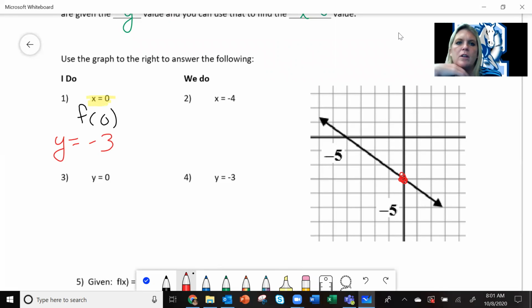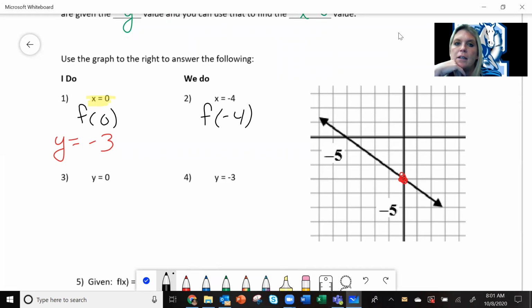Try and do the same thing here on number 2. If they give you x equals -4, one way we can write that is f of -4. Now if they're giving us x equals -4, what is the y value? Well, if I go here to where x is -4, here's the x-axis, 1, 2, 3, 4. Where does it cross? It touches right here at -4, and the y number is 0. So I'm going to get y equals 0.